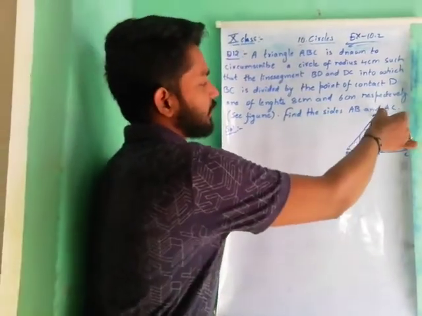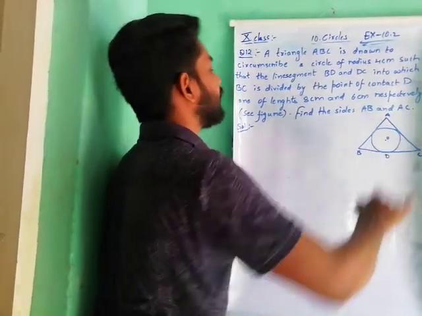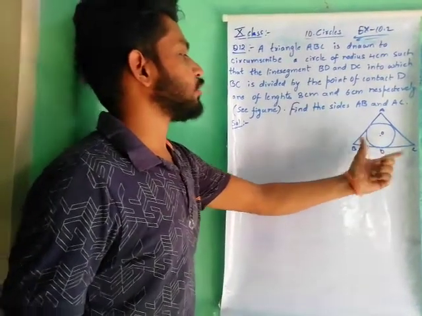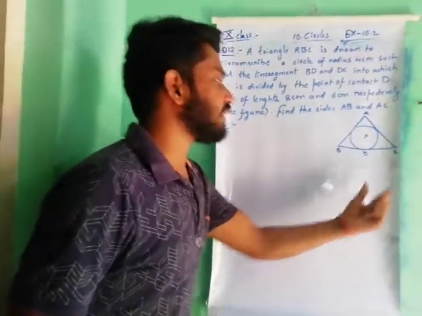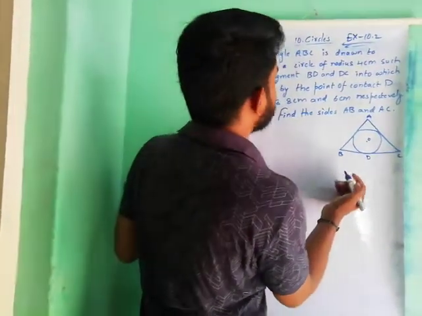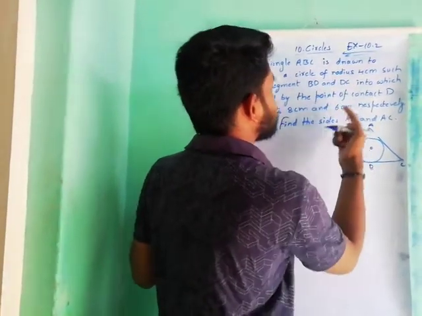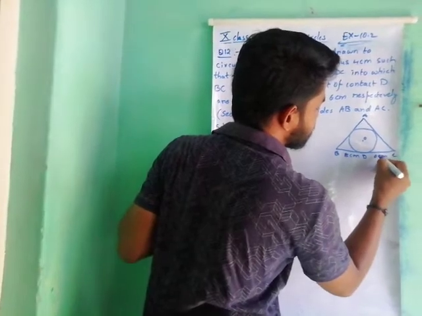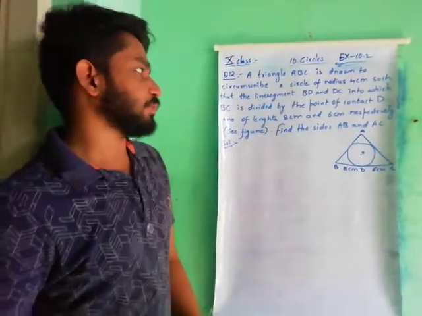So here a triangle is there, a circle is circumscribing the triangle, and D is the point of contact. This D divides the total side BC into two parts. One is BD and the second one is DC. Also given that BD is 8 centimeters, DC is 6 centimeters. This one is 8 centimeters, this one is 6 centimeters. We have to find out the sides AB and AC. Most important problem.